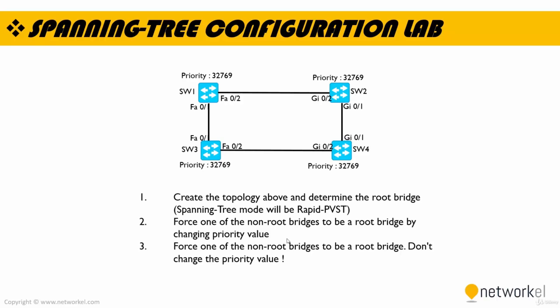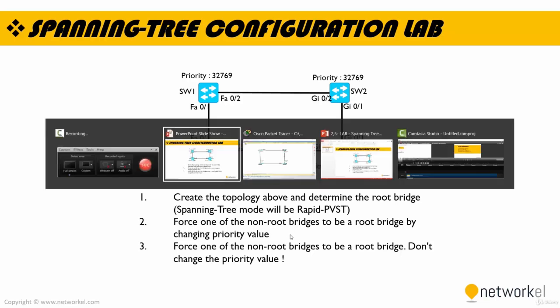And the last step is to force one of the non-root bridges to be a root bridge, but don't change the priority value. Okay, let's go ahead with the first step. What I'm gonna do is configure spanning tree mode rapid PVST, and I will check which is my root bridge.